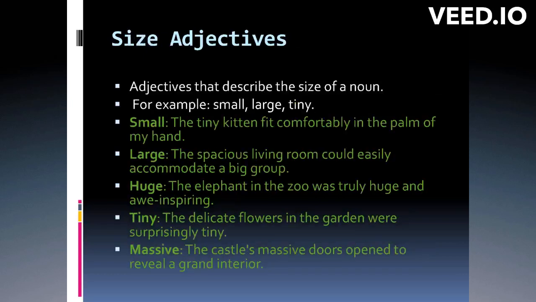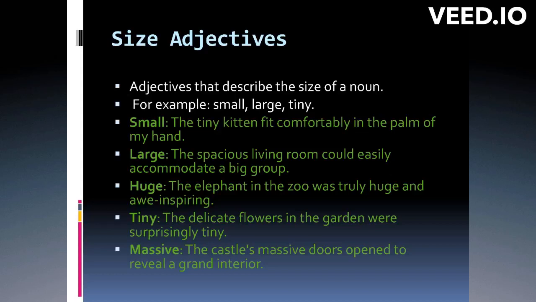Next one is size adjectives. Size adjectives describe the size of the noun, whether it is small or large or tiny, whether it is very big or small. It describes the size of the noun we are talking about. For example, for small: the tiny kitten fit comfortably in the palm of my hand. So here we are saying that the kitten is fitting in the palm of my hand, right? It means it is very tiny, very small. That is the example we can give.